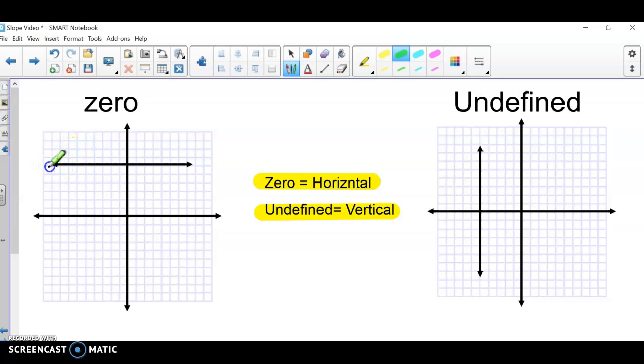So here, this is our graph, and this is a horizontal line. It's a flat line, so our slope is 0. In this graph, the line is straight up and down, which would be a vertical line. So the graph is an undefined slope.